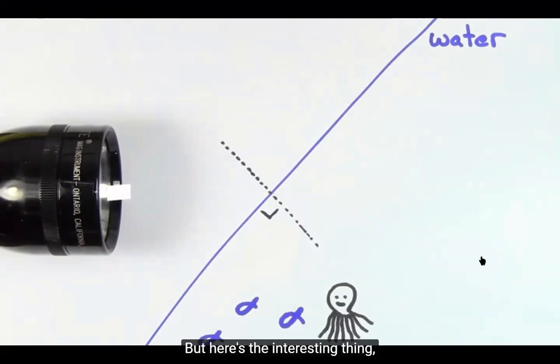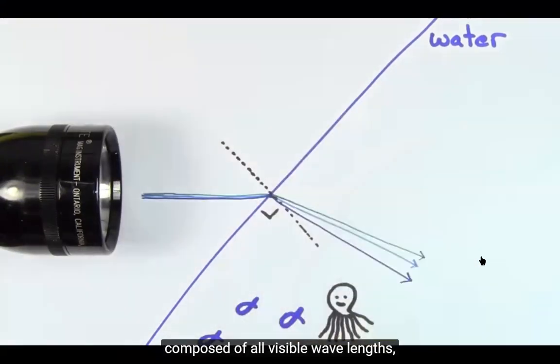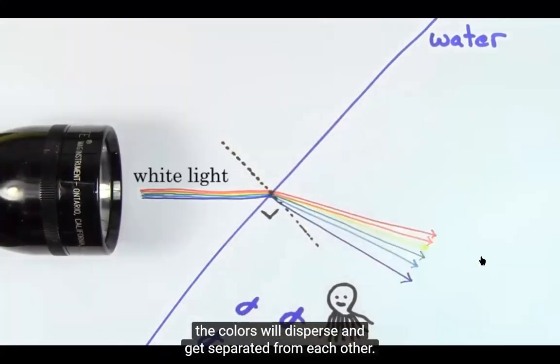But here's the interesting thing. When you send in white light composed of all visible wavelengths, the colors will disperse and get separated from each other.